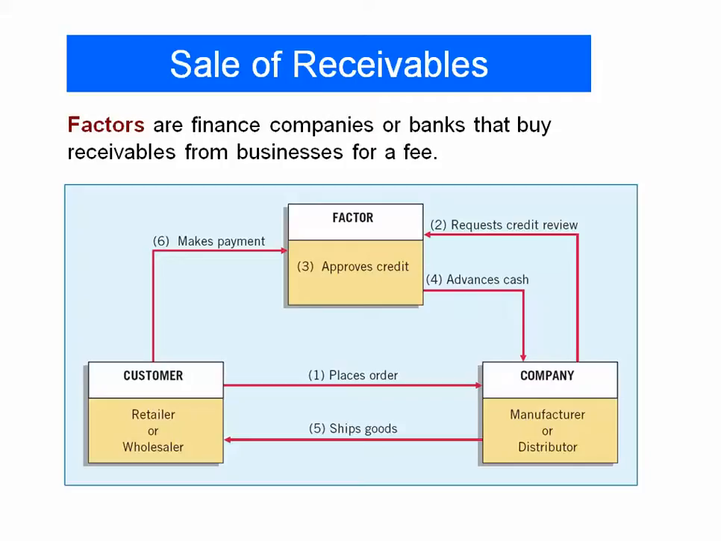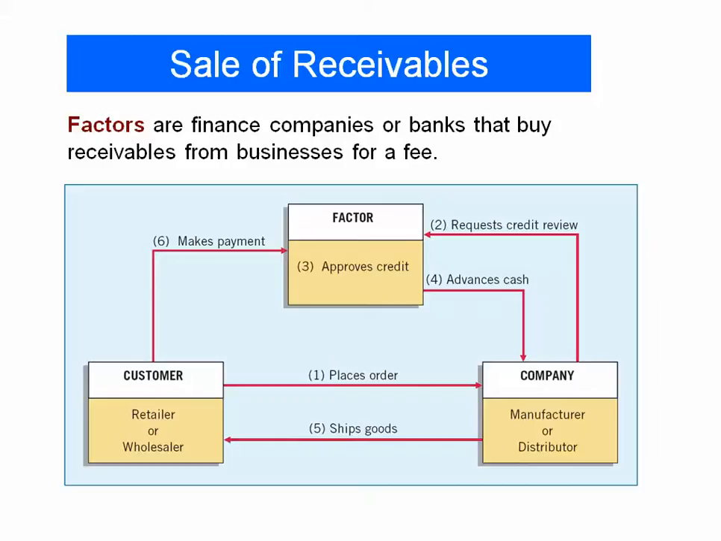First, our customer still places an order with the company, but now the company will request a credit review from the factor, because the factor ultimately will collect the receivables. The factor is going to approve the credit request or not approve it. If it approves the credit request, it will advance the cash for the sale to the company. The company will ship the goods to the customer. And finally, step number 6, the customer eventually will make payment to the factor in 30, 45, or 60 days, or whatever credit terms have been granted to the customer.